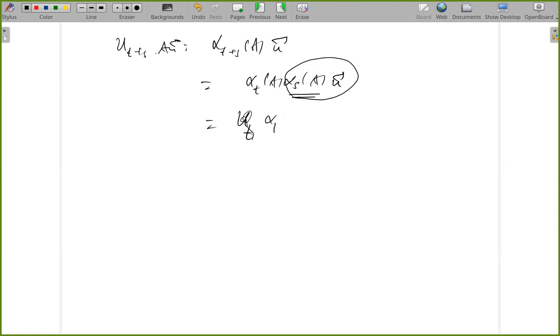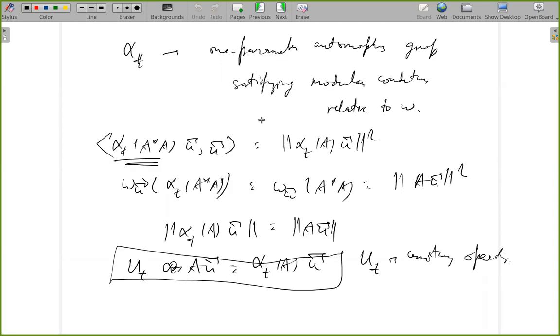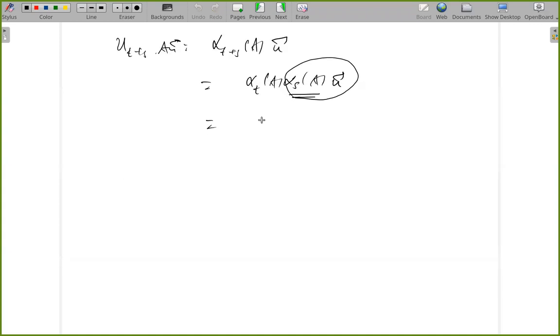Oh, sorry. Alpha T of X acting on U S of A U. Now, whatever this is, oh, my bad. So effectively, I want to end up with this conclusion that U_T composed U_S A U. So how do I do that? So U_T A U is alpha T A U. So this is U_S A U.